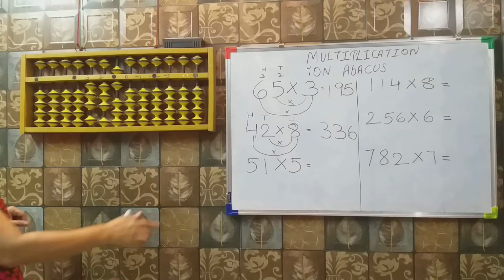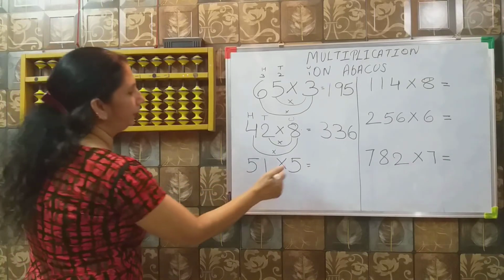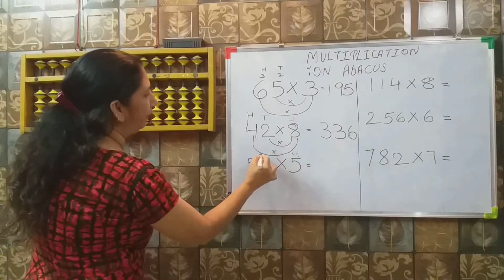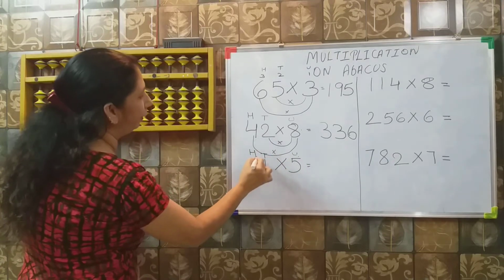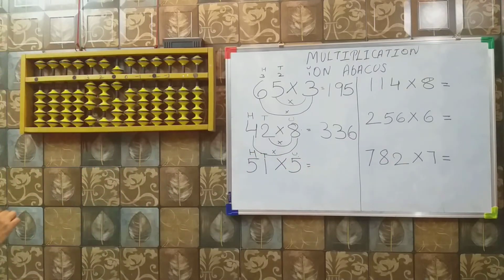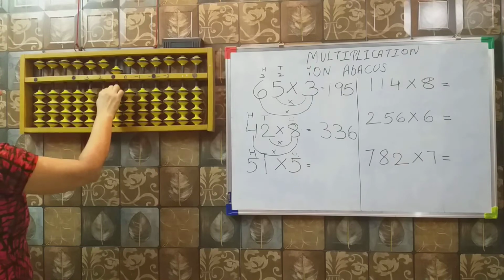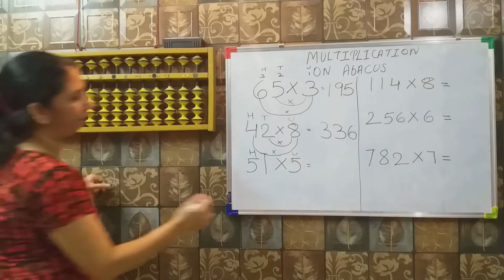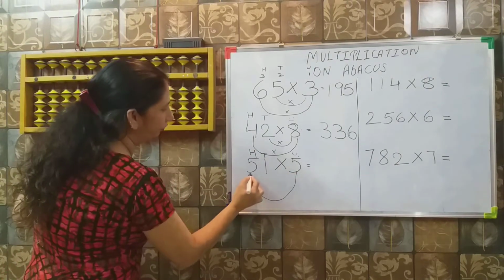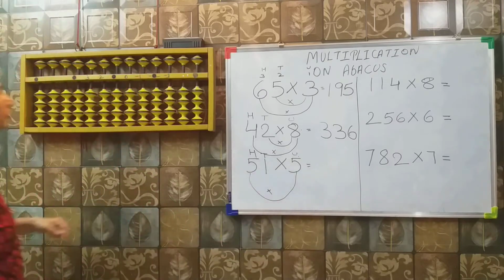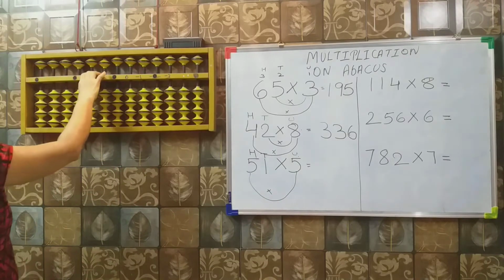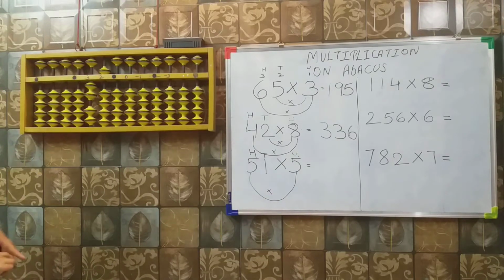So in the same way we will do one more example. First we will take the places: unit, tens, hundred. It means we have to start from the hundred place. Again set your abacus to 0. Now in the same way 5 into 5 is 25. So 2 on the hundred place and 5 on the tens place.